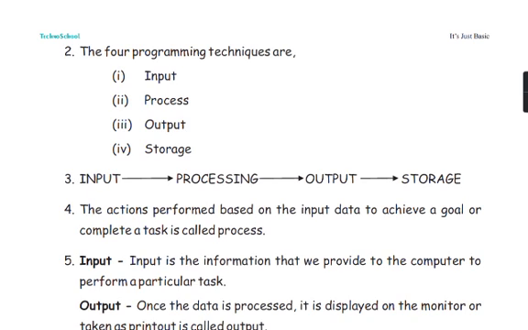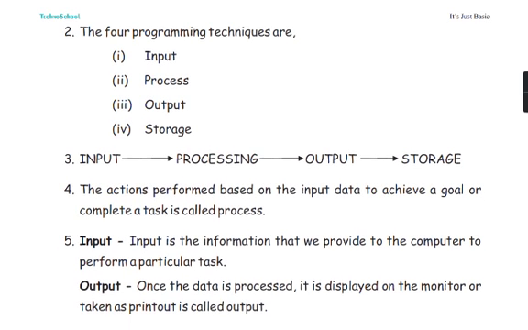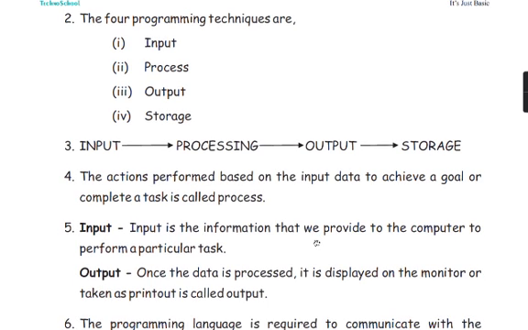Define process. It is given in page number 81. This is the third question. The actions performed based on the input data to achieve a goal or complete a task is called process. It is given in page number 81 under the heading the process. Next question, define the terms input and output. It is given on page number 80 under the heading input. Mark the first two lines, then page number 81, output.